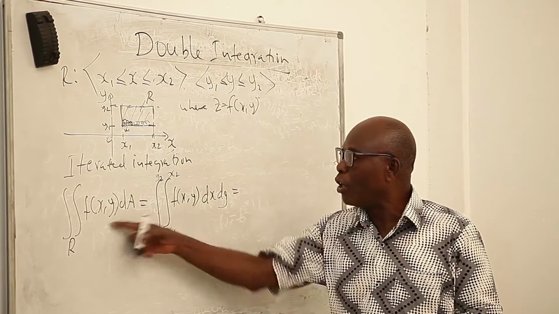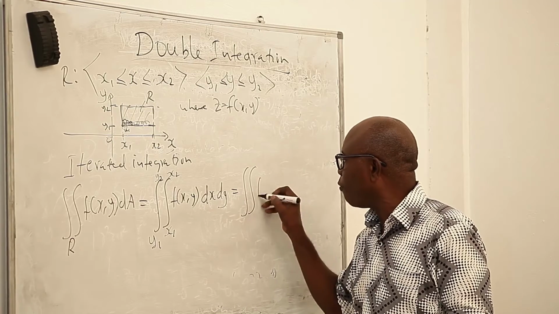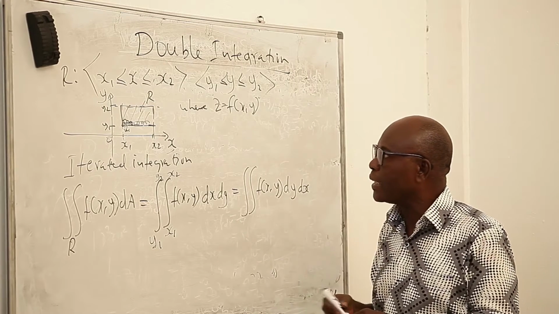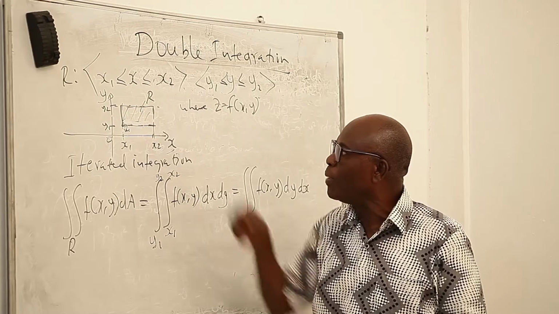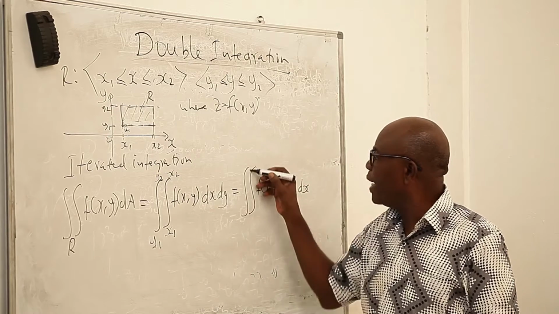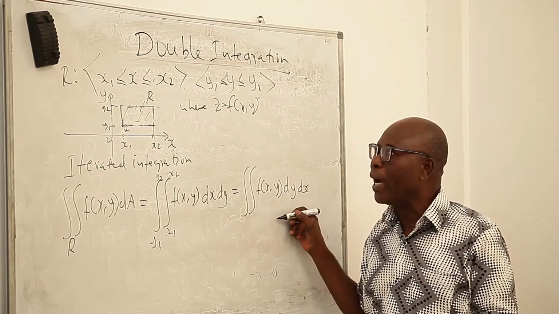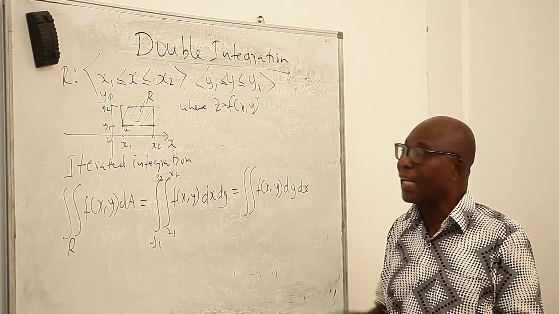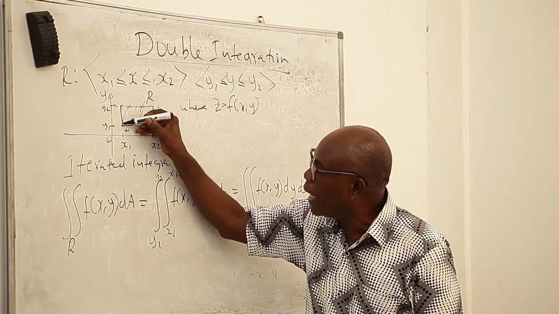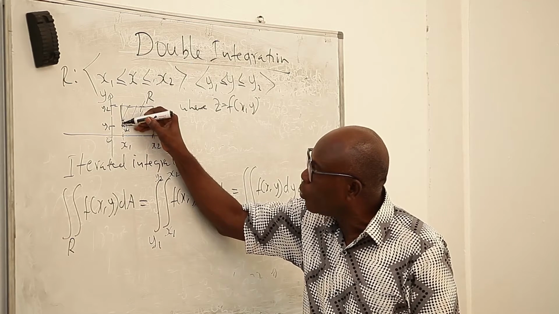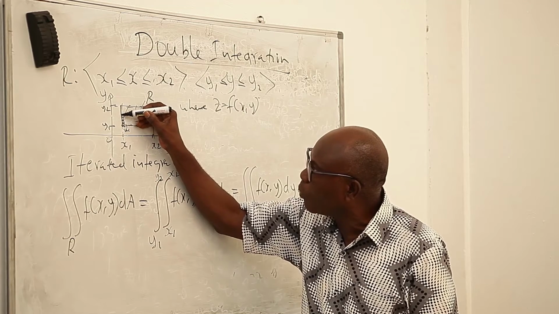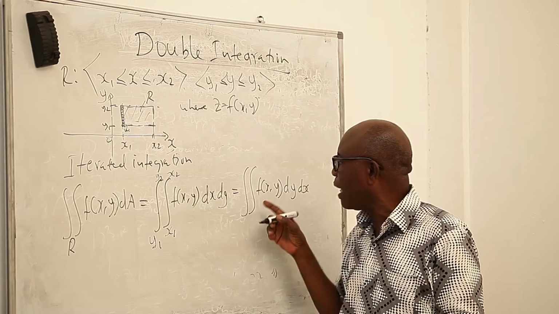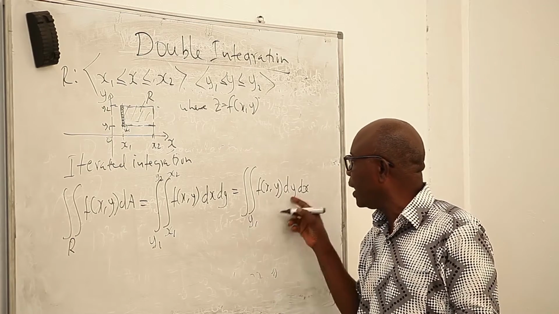So our double integral now becomes the integral of f of x, y, dy dx, which means that we start with the inner integrand, which is with respect to y. We take small values of dy, that is dy1, dy2, dy3, all along the y-axis, starting from the lower y, which is y1. So it means that our y starts from y1 to y2.